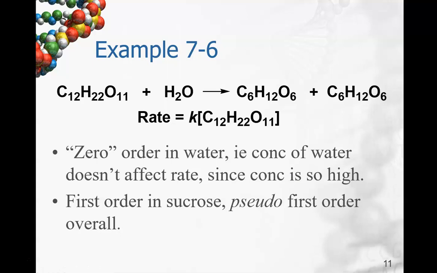But in actuality, the reaction really is not dependent on water. And that's because the water is a reactant, but it's also a solvent. So in reality, the reaction rate is really only dependent on the concentration of the sucrose that you have, because you have so much more water. So we say that the reaction behaves as though it were zero order in water, because the concentration of the water doesn't affect the rate because the concentration is so high. So we would call this a pseudo first order reaction, because it really is a second order reaction, but we could say it's pseudo first order.